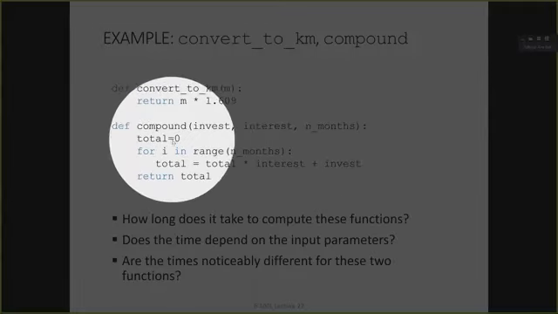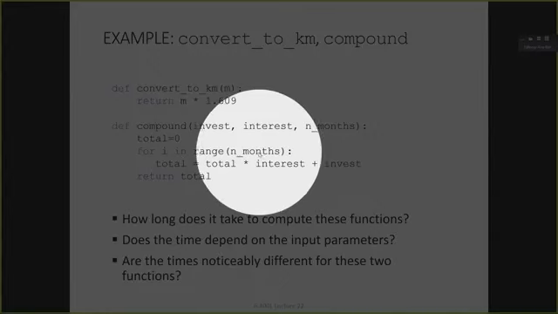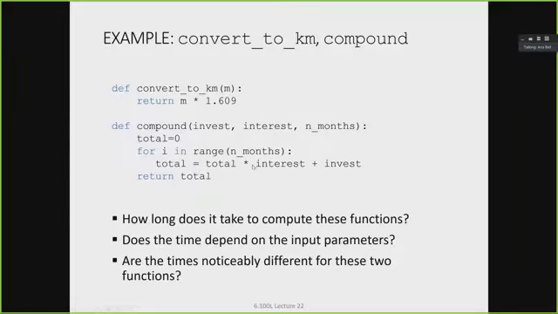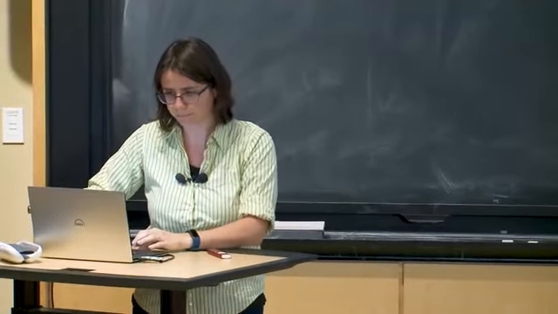You can see here you have initialized a loop that goes through that many months, and it updates the total based on the interest rate and how much money you have right now, plus whatever you've invested for that month. Okay, so the 3 questions we're going to answer, just like last lecture, are: how long, in actual seconds, does it take to run these functions? Which input parameters does the function actually depend on? And do these 2 functions run for different amounts of time, and what is that difference? Does one run in 12 seconds and the other in 0.5? What is the actual time that it takes for them to run?